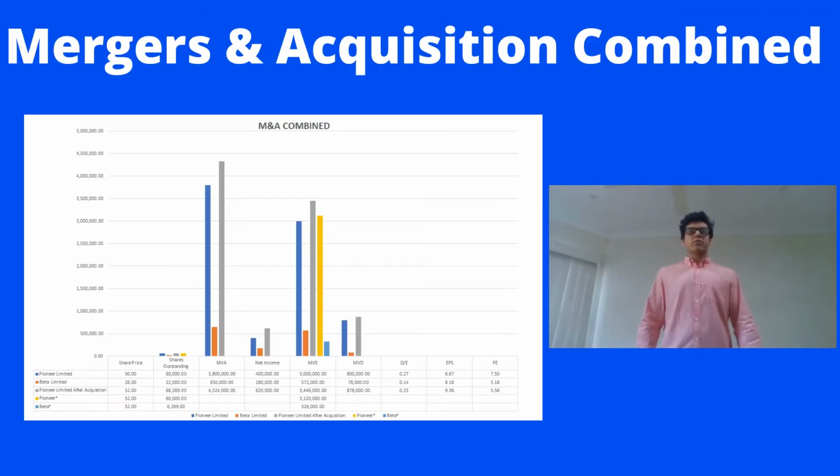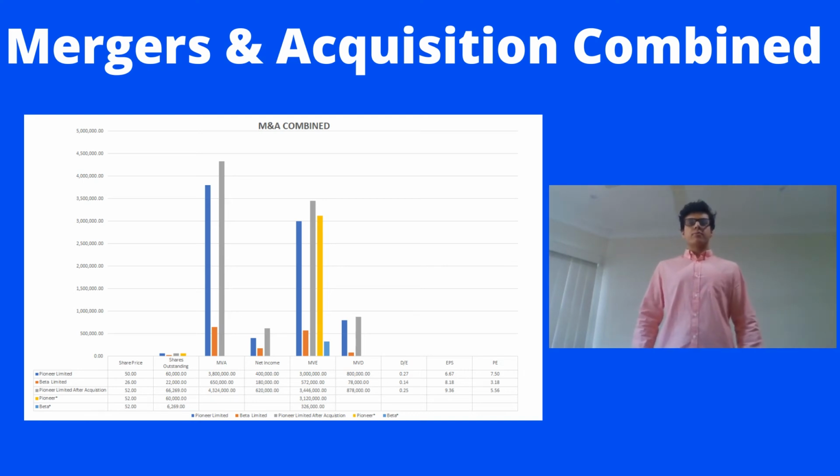The final option is to acquire Beta Limited by proposing a combined offer of 50% scrip and 50% cash by paying the market price of Beta's shares. Displayed on the graph, we can see the number of shares outstanding gained is half of the amount we gained from the previous scrip offer, increasing by 6,269, leaving Pioneer with 66,269 shares outstanding after acquisition. Additionally, the market value of assets will rise by 524,000 to 4.324 million, and the market value of equity will increase to 3.446 million from 3 million.